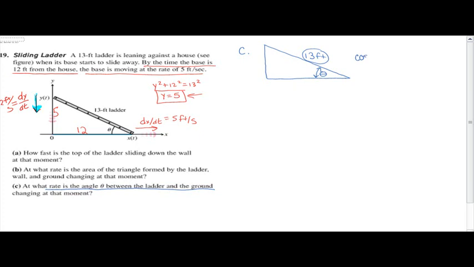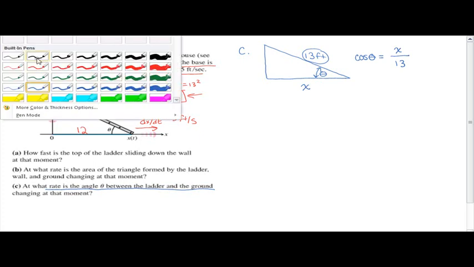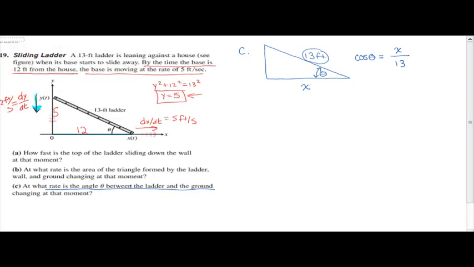So I'll say cosine of theta equals adjacent, which is x, over hypotenuse, which is always 13 in this case. It doesn't change. Recognizing that because I want the rate theta changes, I'm trying to find d theta dt. That's what I'm looking for.